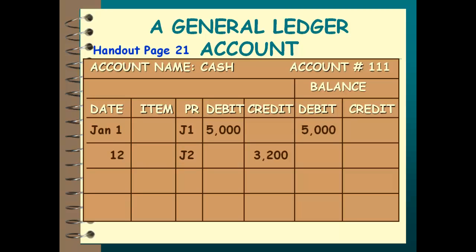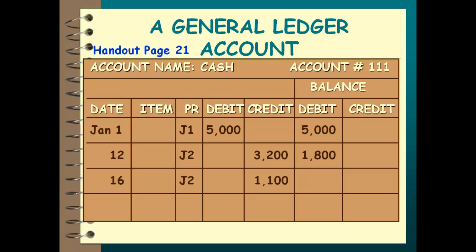A $5,000 debit. My next entry is a $3,200 credit. Debit balance, credit entry. Same side or opposite side? Opposite. Add or subtract? Subtract. Your balance now is $1,800. That balance will be a debit balance because the $5,000 debit balance is bigger than the $3,200 credit entry. Whichever is bigger determines which side your balance is.